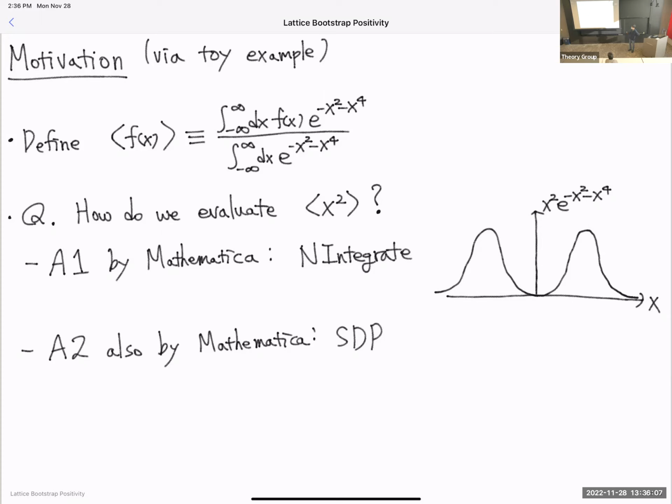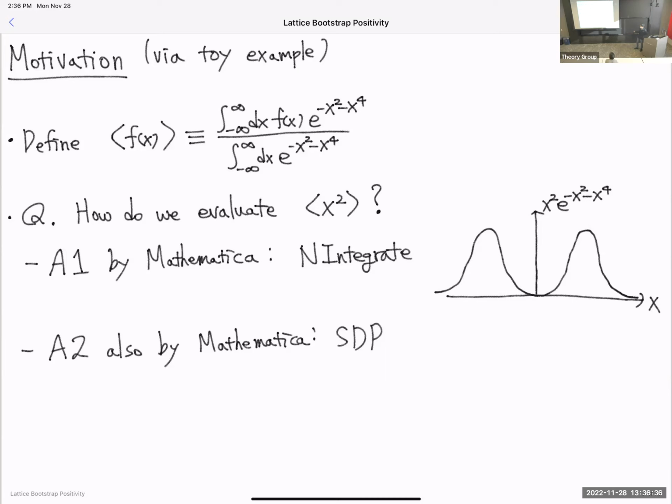And the question is, how do we evaluate something like the x squared expectation value? Well, of course, if you just plug this into Mathematica, it's going to spit out some 2F1 or Bessel function. But say you don't know about that, and you want to get a number for this type of thing. Well, Mathematica can again deal with such a thing. There's a very beautiful function named NIntegrate. This is what does the numerical integration for this type of expression.